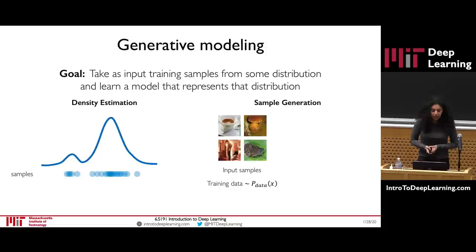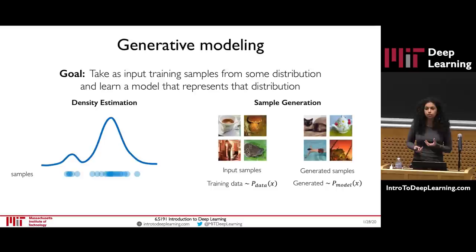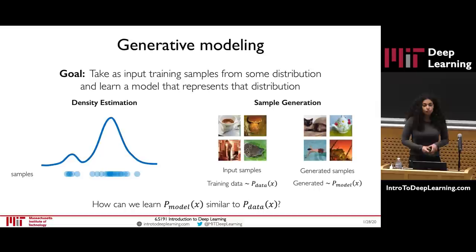The other task is sample generation. In this context, we're given input samples, and we want our model to be able to generate brand new samples that represent those inputs. That's the idea with the fake faces that we showed in the first slide. Really, the core question behind generative modeling is: how can we model some probability distribution that's similar to the true distribution that describes how the data was generated?